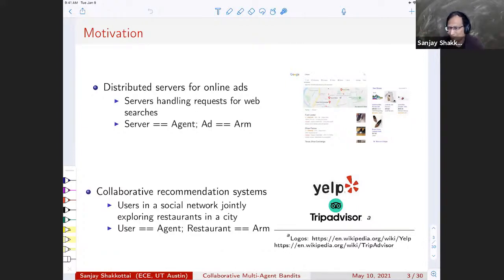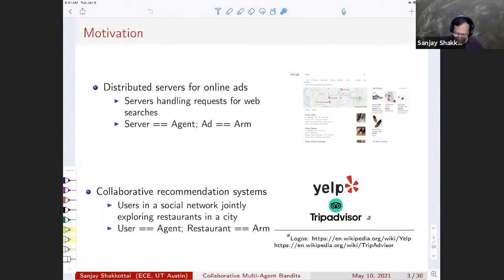In this model, it's not that these resources of arms are being contended for. All right, so you've got this collection of agents and you'd like to collaborate among these agents to speed up learning. So this is a high level goal.